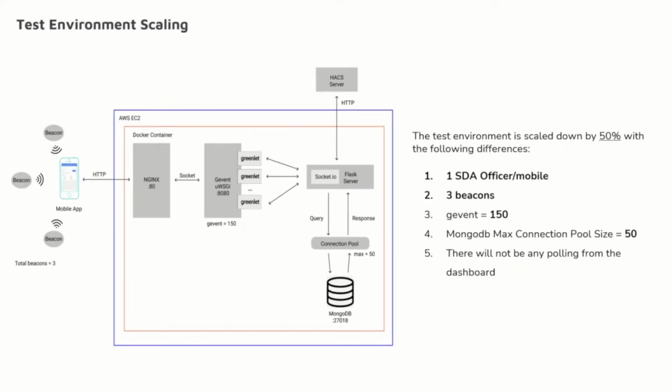We scaled down our test environment by 50% because we were only testing with 1 Android phone and 3 beacons. After scaling down, the test environment deploys 150 gevent async cores and 50 MongoDB max connection pool size, and the dashboard will not be polling at all.